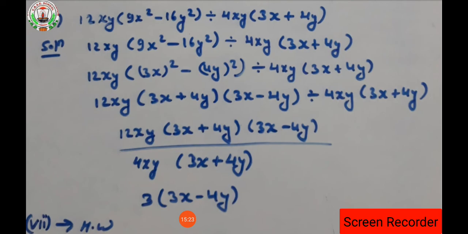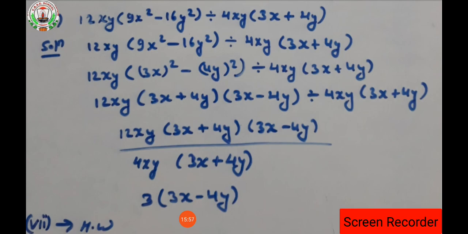12xy into 9x square minus 16y square divided by 4xy into 3x plus 4y. Dividing the numbers. So 9x square minus 16y square can be written in the form of a square minus b square, that is 3x whole square minus 4y whole square. Okay, so a plus b into a minus b, so it will be 12xy into 3x plus 4y into 3x minus 4y divided by 4xy into 3x plus 4y.